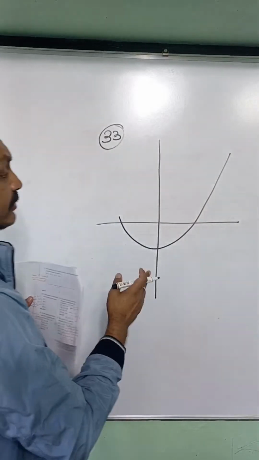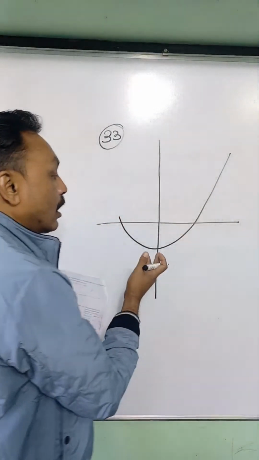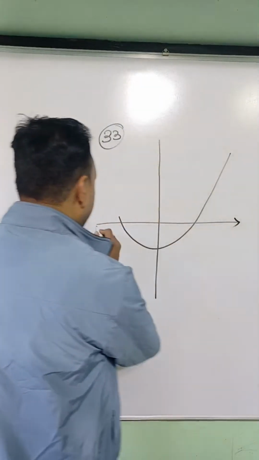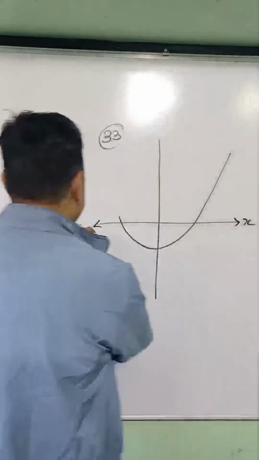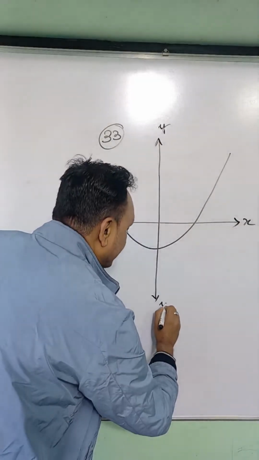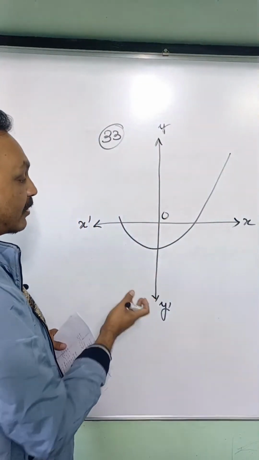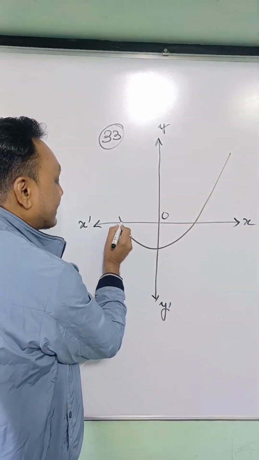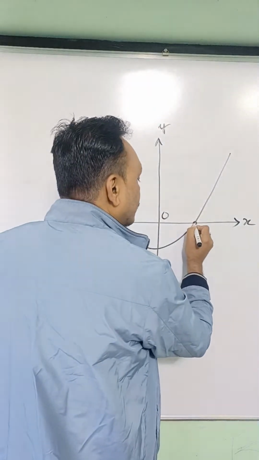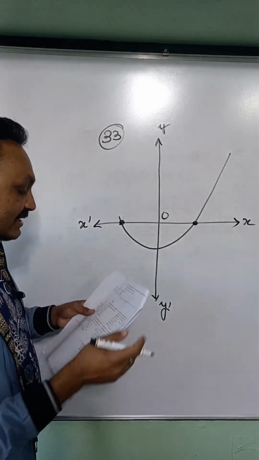Now, to find the number of zeros, you have to check at how many points the given graph intersects the x-axis. This is the x-axis, x prime axis. This is the y-axis, y prime axis, and this is the origin. Is it clear? Now check, this graph meets the x-axis in how many points? This is 1 point, this is 1 point. So exactly this graph intersects the x-axis at 2 points.